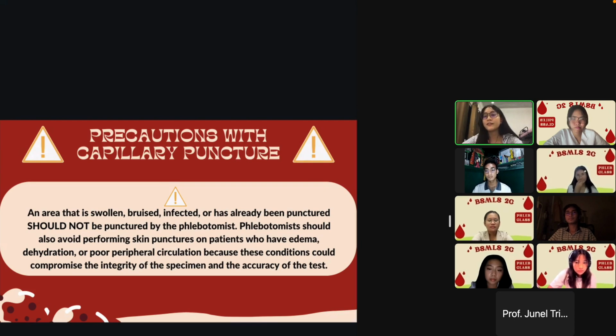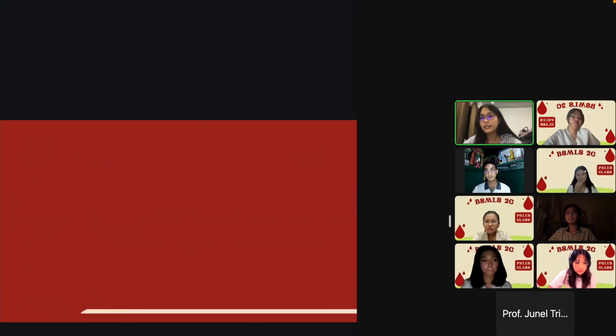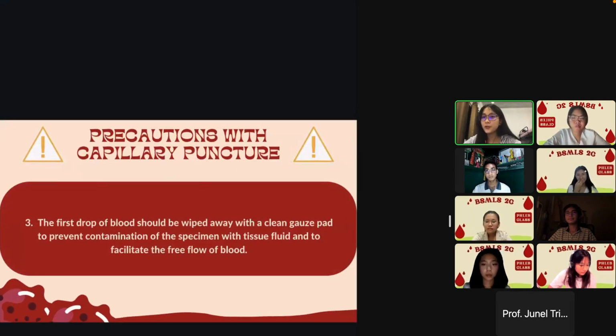Then next, the first drop of blood should be wiped away with a clean gauze pad to prevent contamination of the specimen with tissue fluid and to facilitate the free flow of blood. And that is all the precautions with capillary puncture.